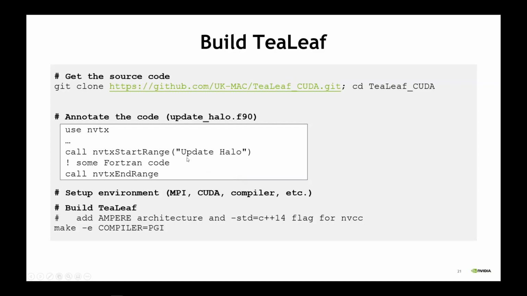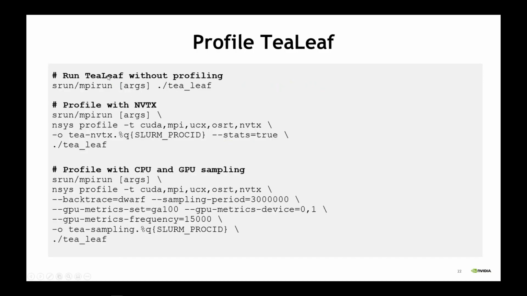I didn't do a lot with the code itself, so I added a single NVTX range in the update halo.f90 file. So I basically added 3 lines there: use NVTX, call NVTX range start range with update halo, and call NVTX end range. And that's basically it for the preparation step. And then I build it and run it on the Jewels booster system. And yeah, here are the commands to run it.